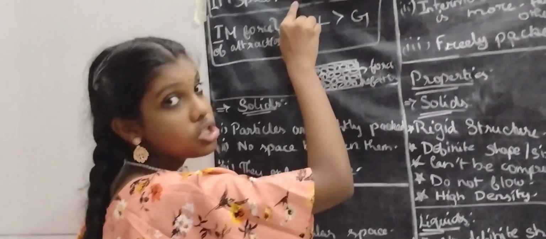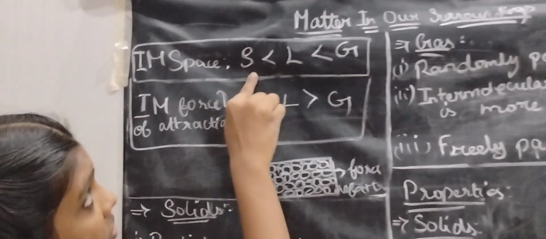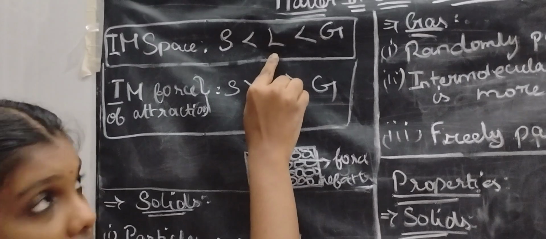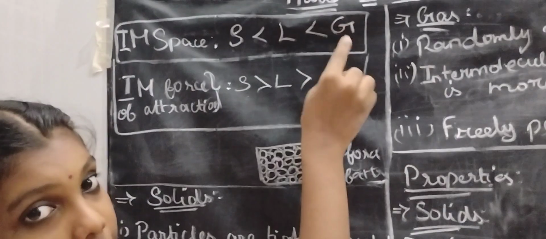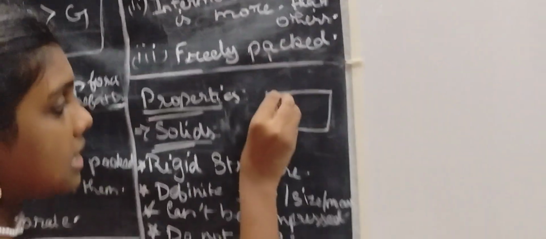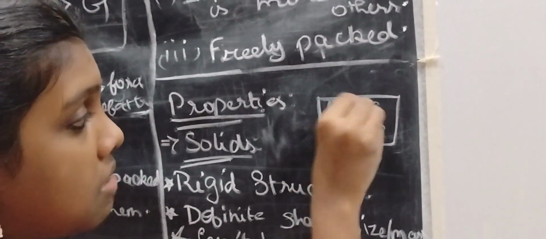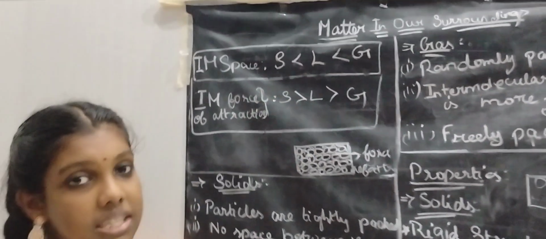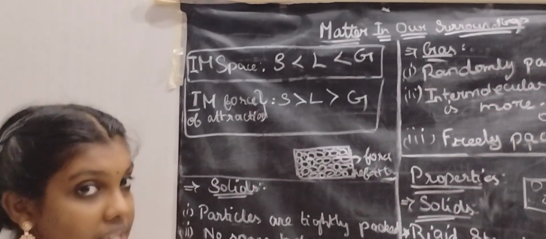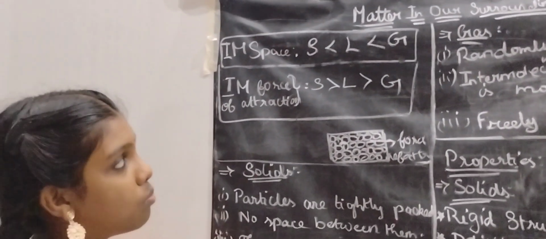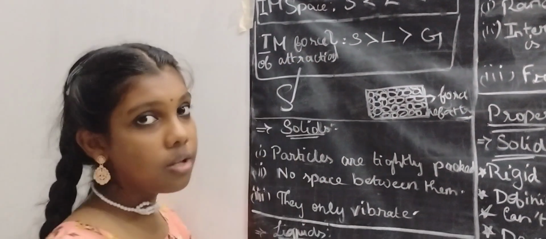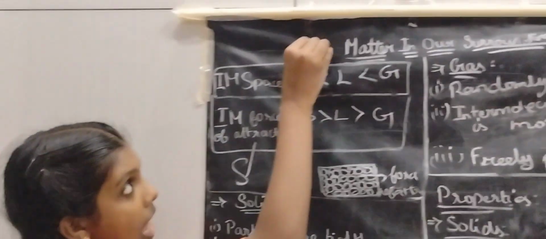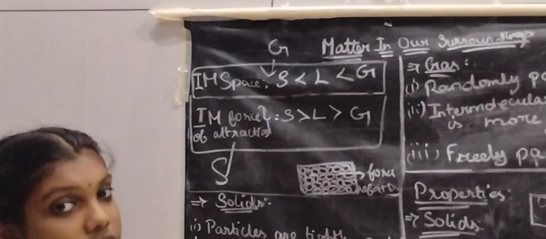If you see, here also solids have less intermolecular space compared to liquids, and gases have more compared to liquids, which means liquids have less compared to gases. So if you see, the space in gases is random, so the space is more. So gas has the most intermolecular space. Here solid has the most intermolecular force of attraction. So if you see, solid is for intermolecular force of attraction and gas is for intermolecular space.